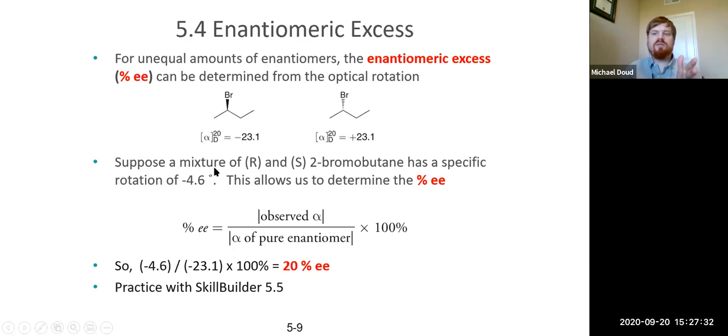So remember, if it's a 50-50 mixture, optical activity is going to be 0. So if it's negative, or that we're measuring here, that means that we must have a little bit more of the one that's negative, in this case, the R bromobutane, rather than the S bromobutane, which would have a positive effect if we had that one. So now, because we have this number here, now we're able to calculate the percent enantiomeric excess.